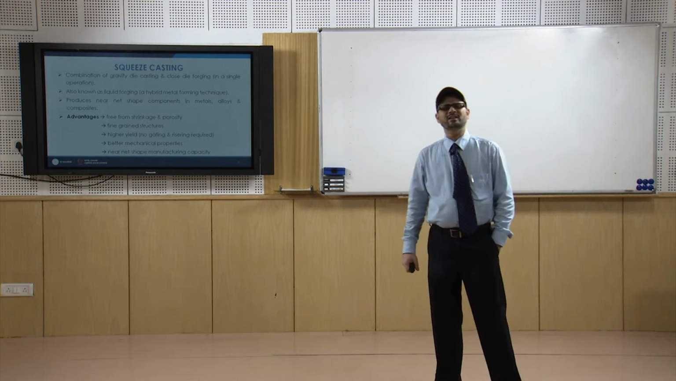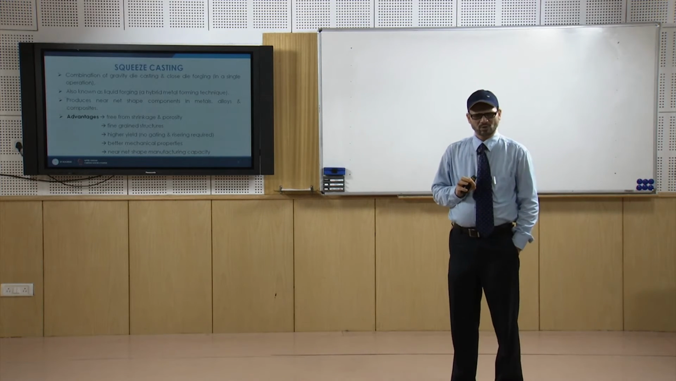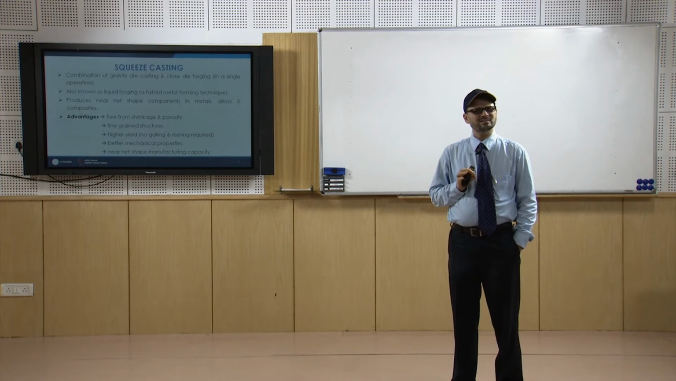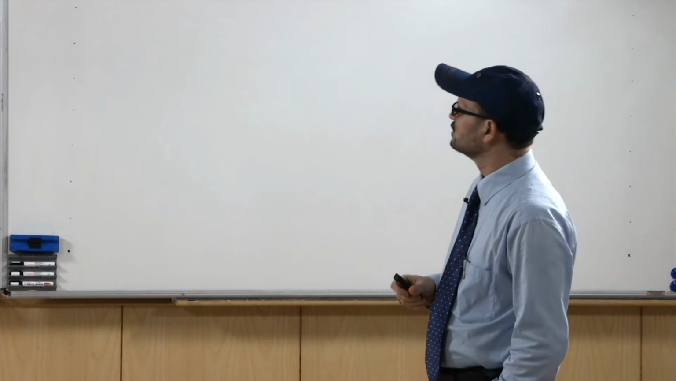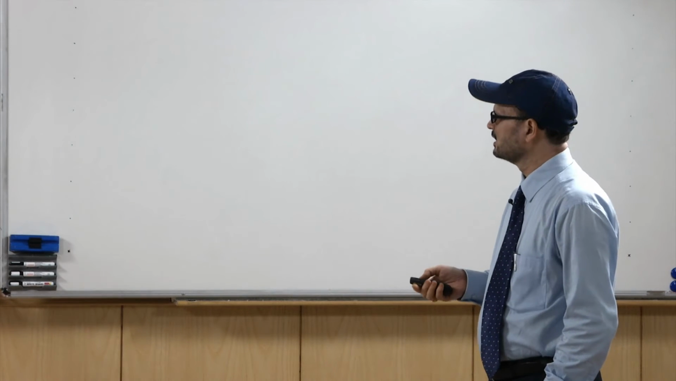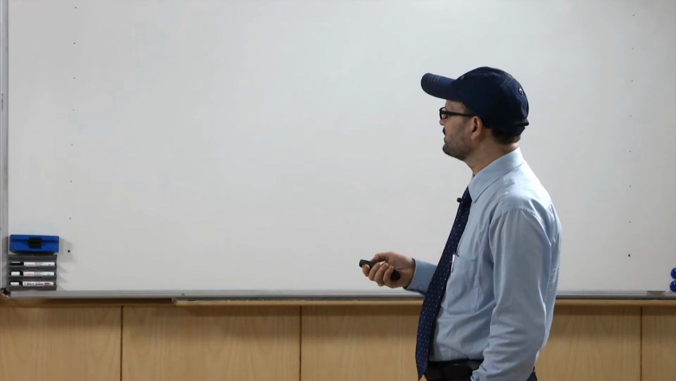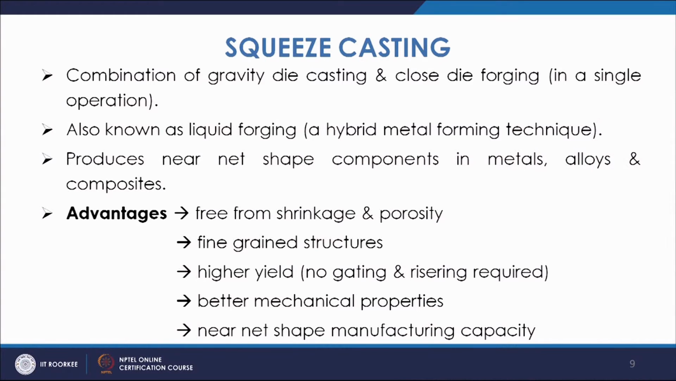Next type of casting is squeeze casting. As the name indicates, here some squeezing action is implied. This process is a combination of gravity die casting and closed die forging in a single operation. So, what happens in this process?